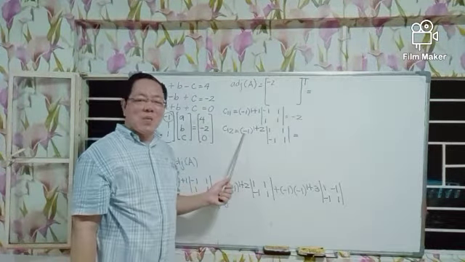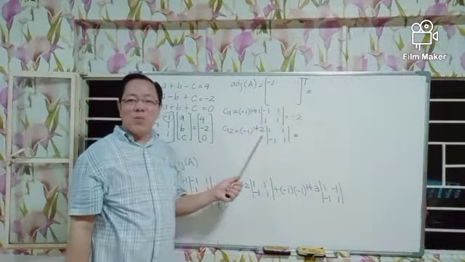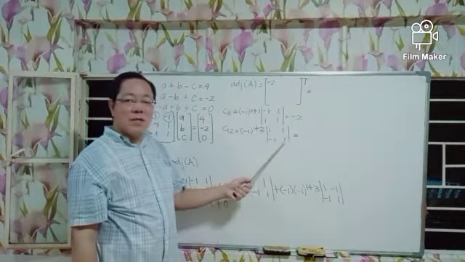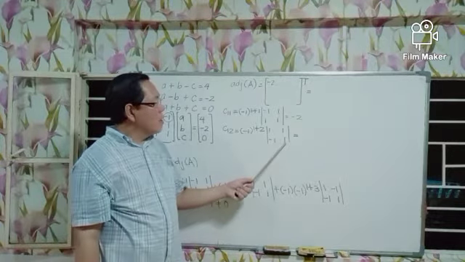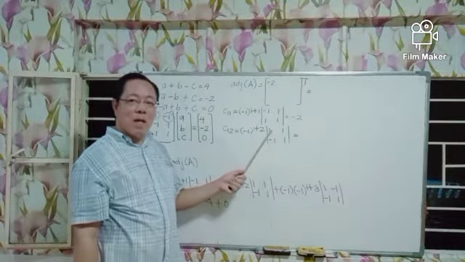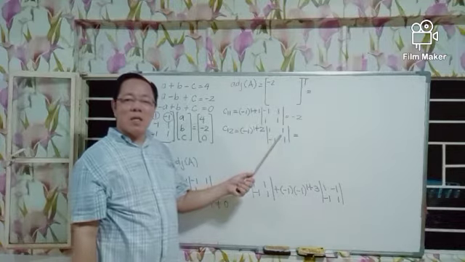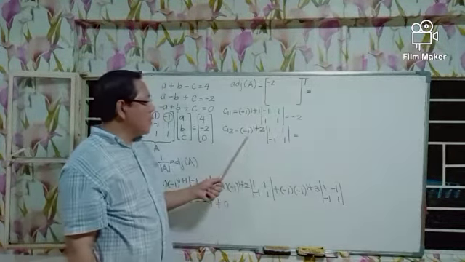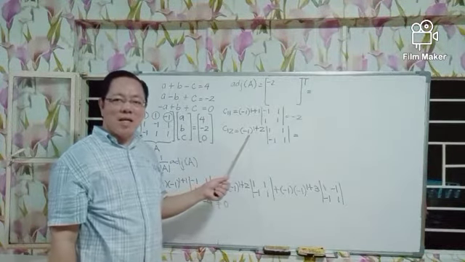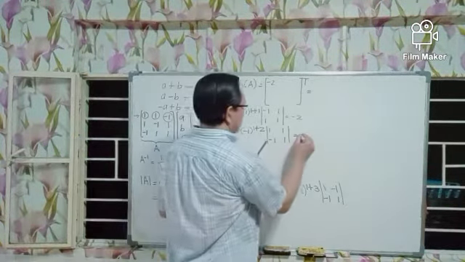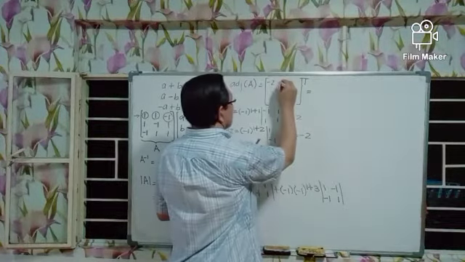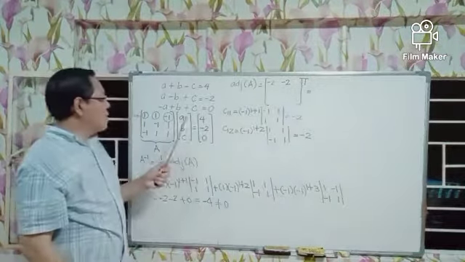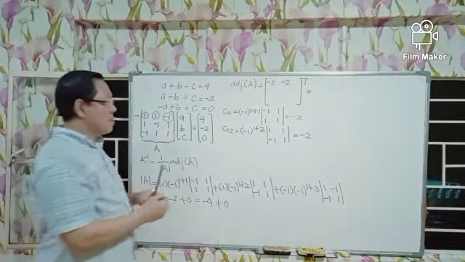We simplify. Negative 1 raised to 1 plus 2 is negative 1 raised to 3. That's negative 1. Multiply by this determinant of order 2. We have 1 times 1 is 1 minus negative 1 times 1 is negative 1. That's 1 plus 1 is 2. Multiply by negative 1 is negative 2. Now we find the cofactor of negative 1.